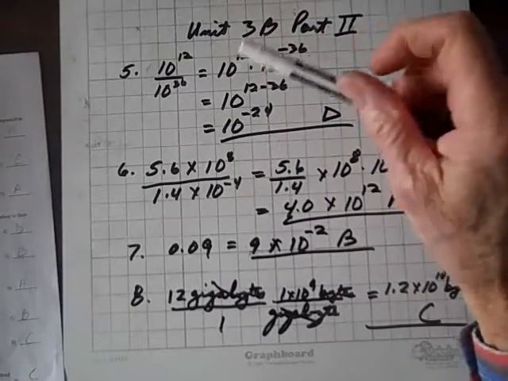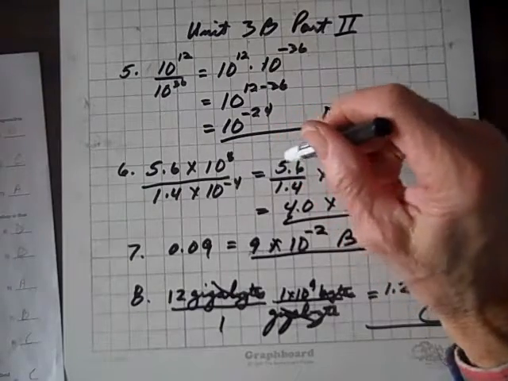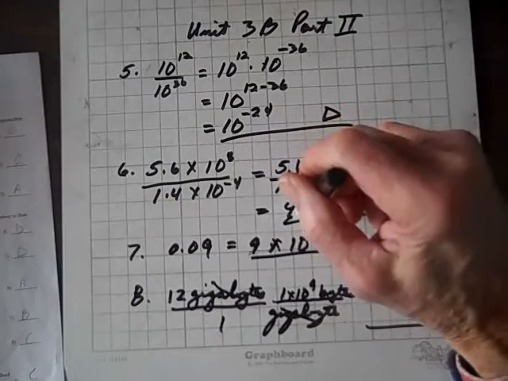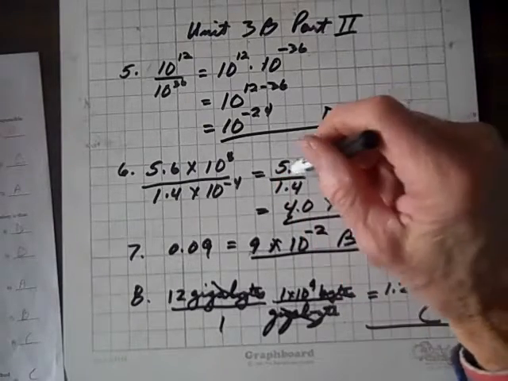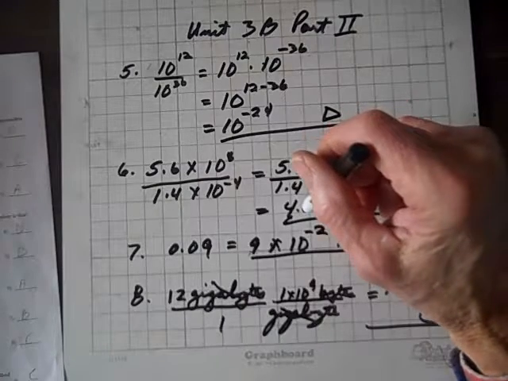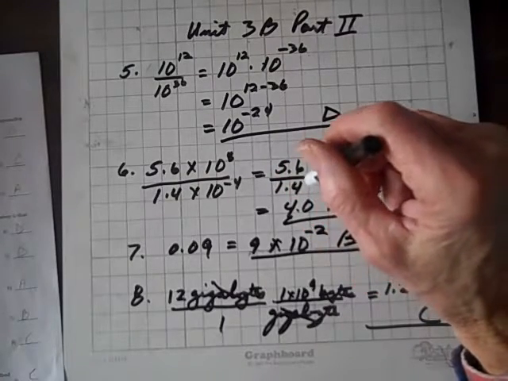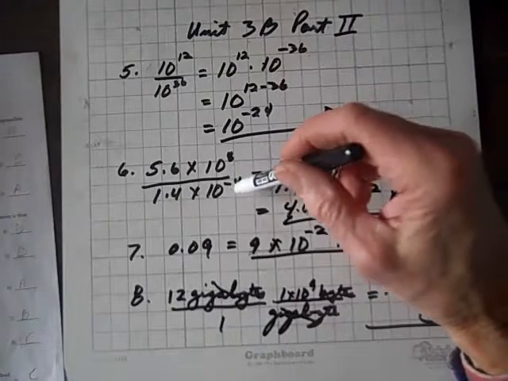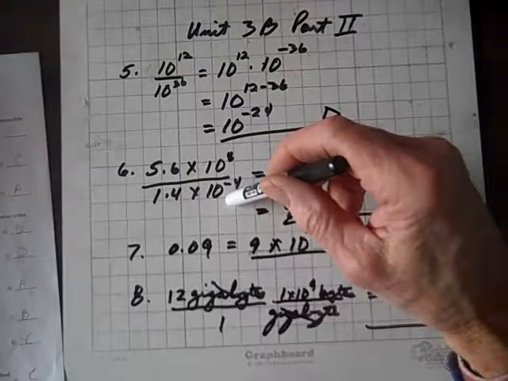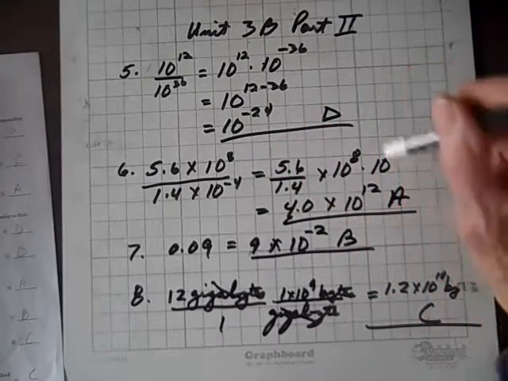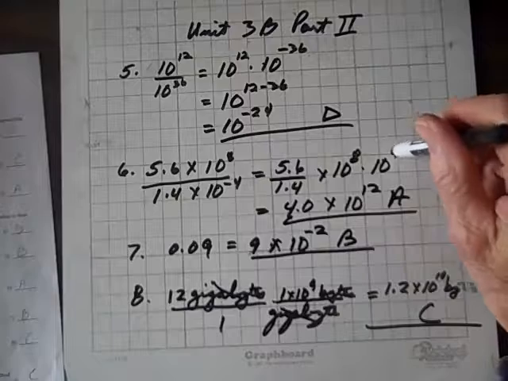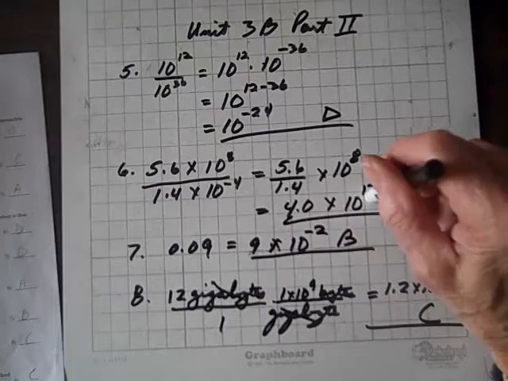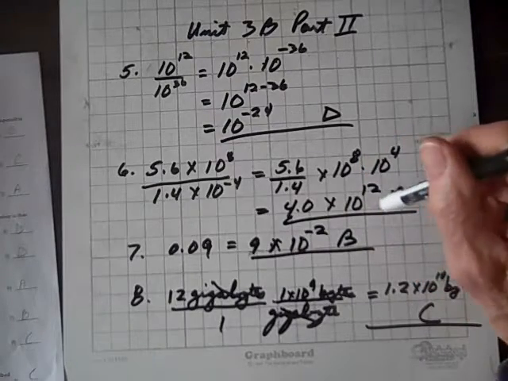And for 6, same thing again. We've got the quotient of 5.6 over 1.4, and that happens to be 4. And since there's 2 significant digits there, I wrote it as 4.0 using 2 significant digits. Now if we move this factor of 10 upstairs, we change the sign on the exponent. Now it becomes 10 to the 4th, and adding 8 and 4 by the law of exponents, we get 4 times 10 to the 12th, and that's A.